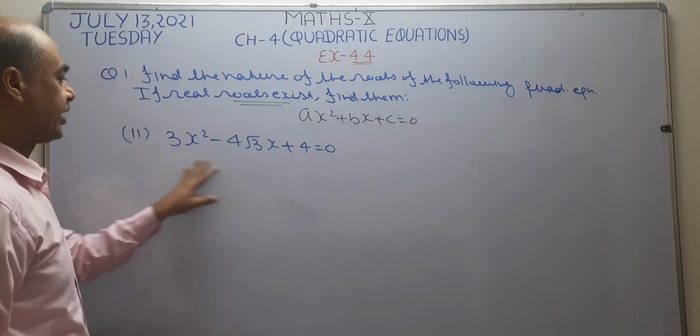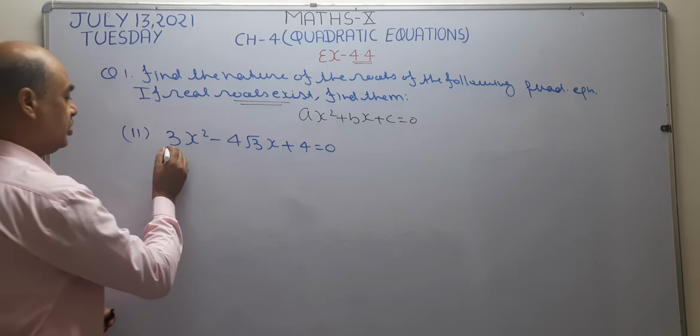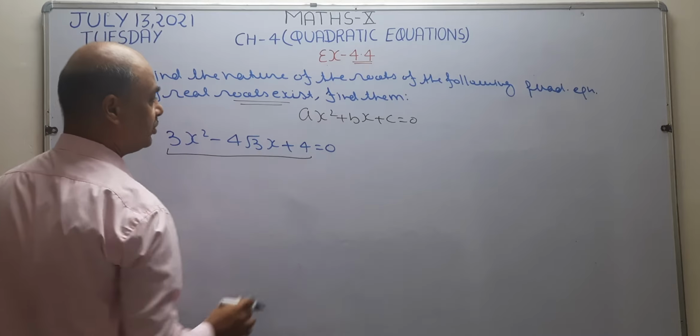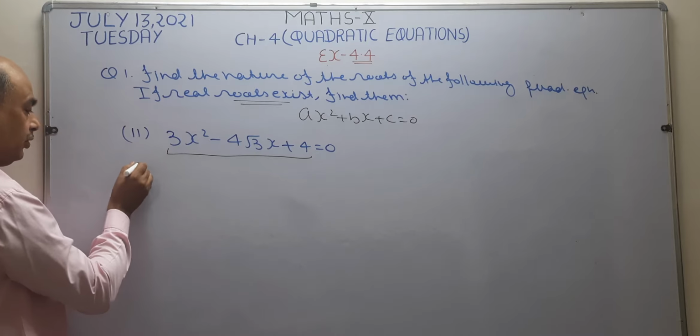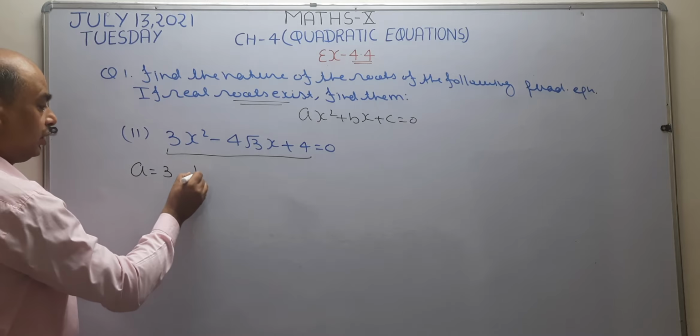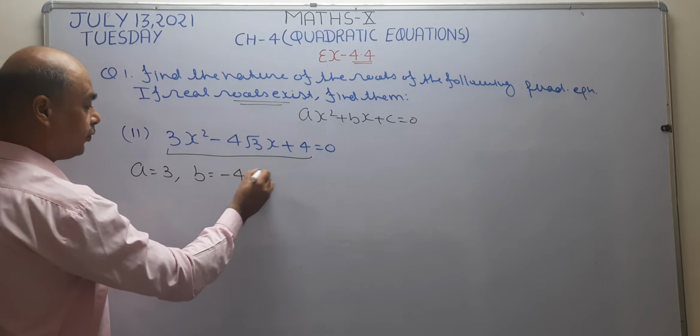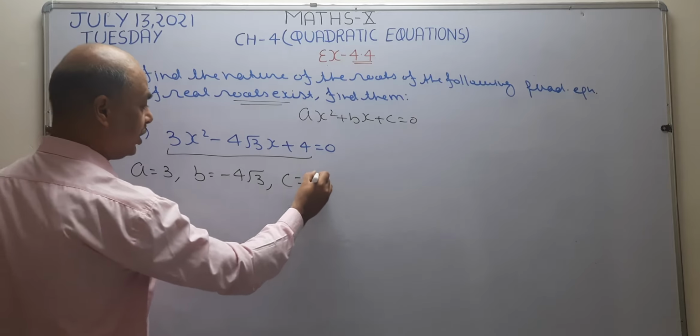Now, we are going to solve its second part. This quadratic equation is given. By comparing it with the standard form, or equating the coefficients, I want to write the value of a. Value of a is 3. Value of b is minus 4 root 3. And value of c is 4.